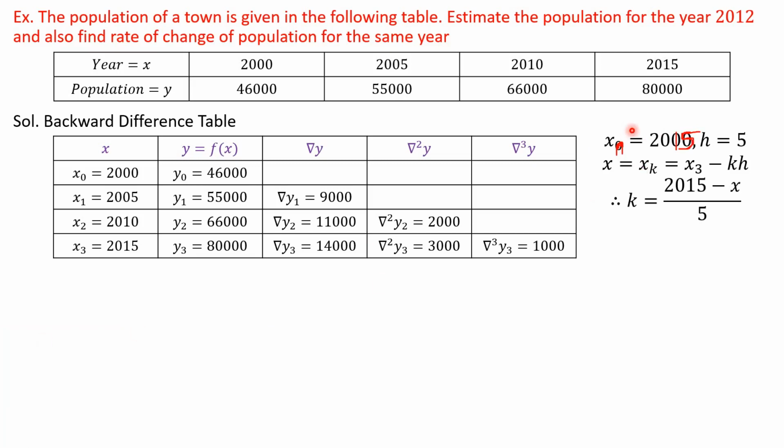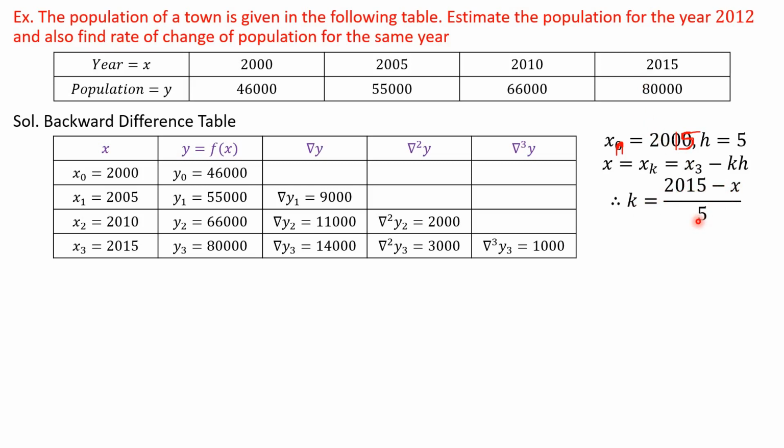All right. So xn is 2015, h is 5, and now xn is nothing but x3, because this is x0, x1, x2, and x3. So n is 3 in this case. So k is (2015 minus x) upon 5.